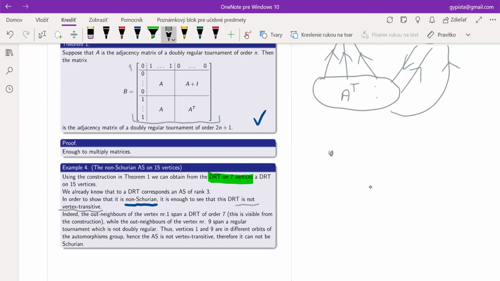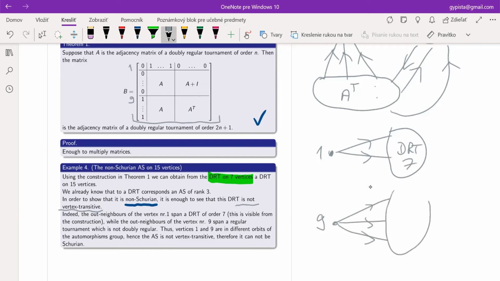If you will draw at least pieces of these pictures, then you will see that if I will number the first vertex as number 1, then by definition, the set of its out neighbors induces a doubly regular tournament on 7 vertices. If you will draw the tournament which is induced by the set of out neighbors of the vertex 9, then you will find out that it is just a regular tournament, but not doubly regular tournament. So clearly, these two induced tournaments are non-isomorphic. Therefore, the vertices 1 and 9 live in different orbits under the group of automorphisms.